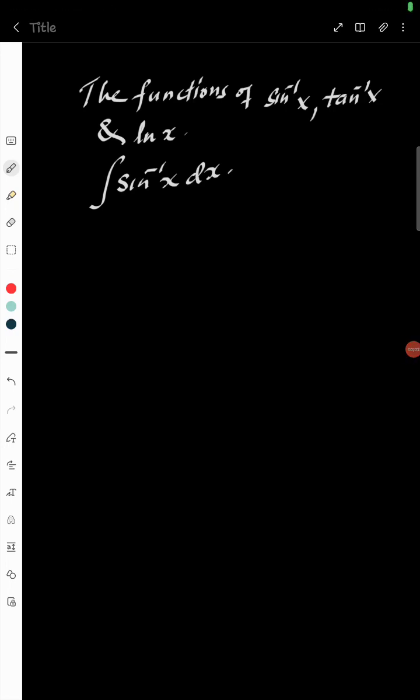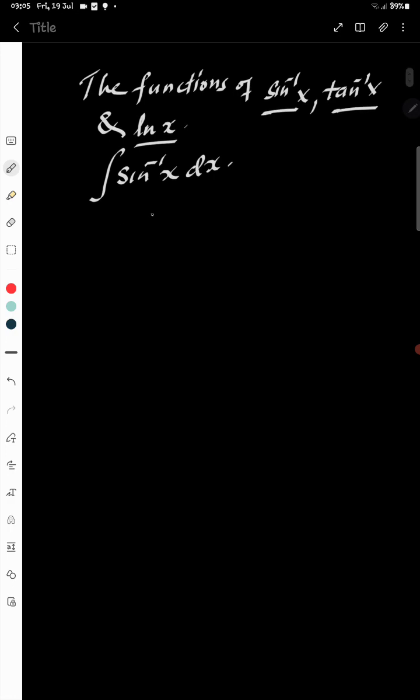So today we are going to look at the integration of the functions sine inverse of x, tan inverse of x, and natural logarithm of x. So let's start with the integration of sine inverse of x. Solution.